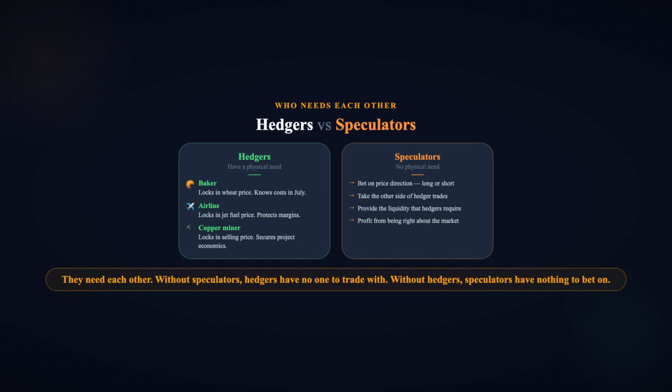They have no use for actual barrels of oil or bushels of wheat. They are betting on direction. Their presence makes the market liquid enough for hedgers to find counterparties. Futures markets work precisely because these two groups need each other. Hedgers want to offload risk. Speculators want to buy it.